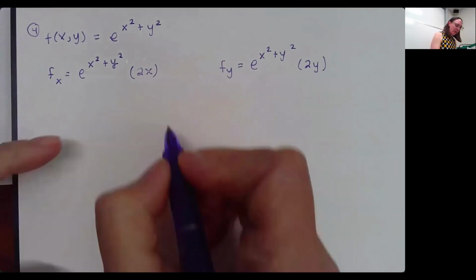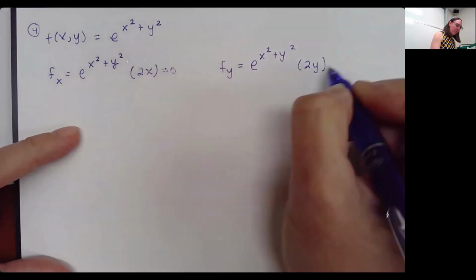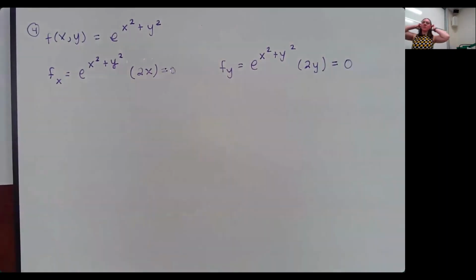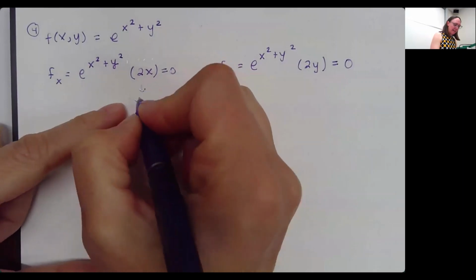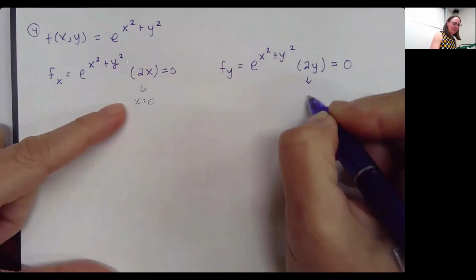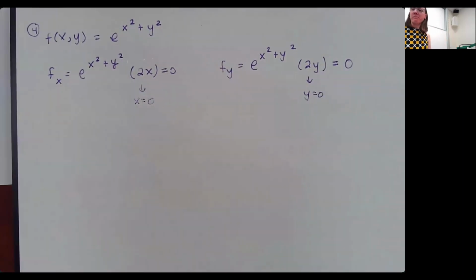Here's really the main point to remember. If I'm setting those equal to 0, e to the something is never equal to 0. So this actually is only giving me the very boring point that x would be 0 and y would be 0.